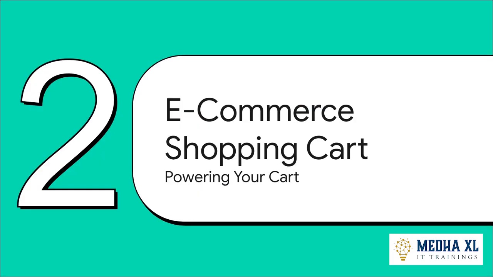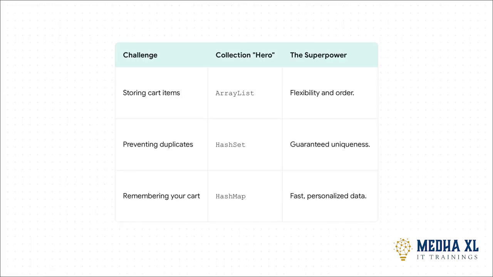All right, let's dive in with our first example, the good old e-commerce shopping cart. Seems pretty simple, right? You click Add to Cart and it just works. But trust me, there is a lot of clever stuff happening behind the scenes. A shopping cart actually has a few different problems to solve. First, it has to remember the order you added things in. For that, ArrayList is our hero, giving us that flexibility and order. But you don't want to accidentally add the same blender twice, right? That's where HashSet comes in, guaranteeing every item is unique. And finally, the site has to remember that this cart is your cart. For that, HashMap is perfect, linking your user ID to your items for super fast personalized access. See? A different tool for each job.